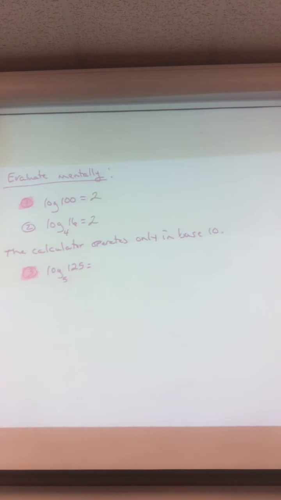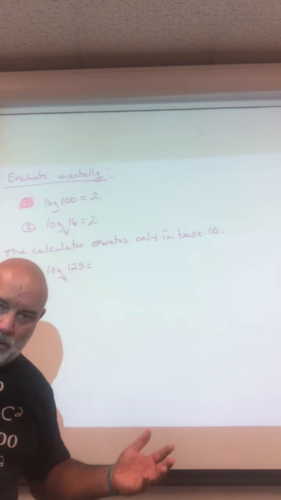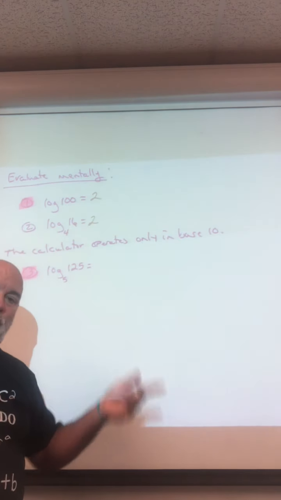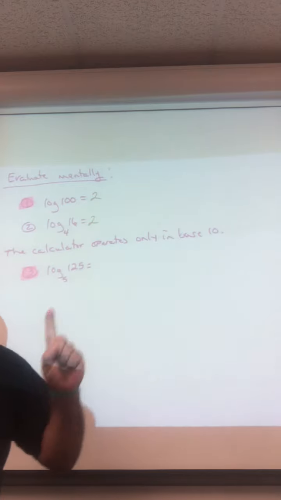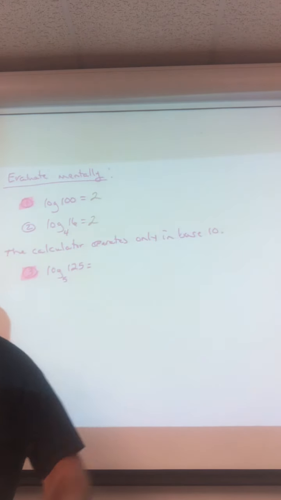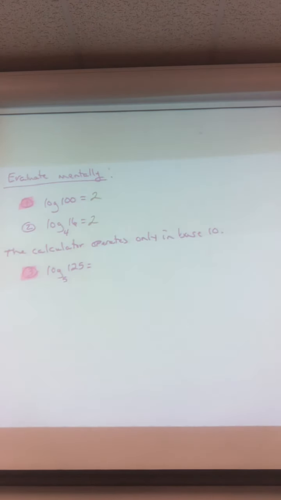Same with this next example. So let's look at it. The log of 125, base 5. Now I told you I've got to give you one that's workable. So 5 to what power is 125? 5 times 5 times 5. 3 times is 125.